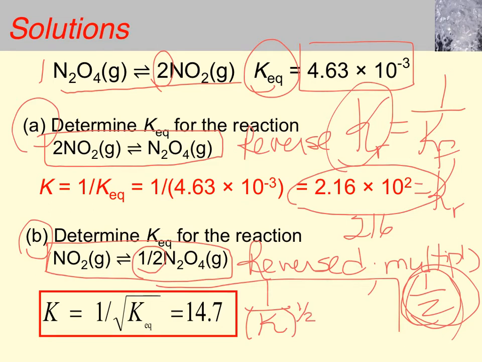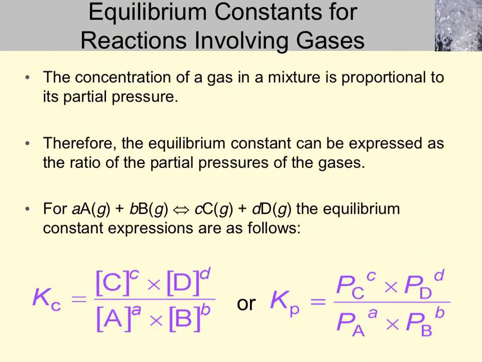So your answer is, let's plug in the value. The original K is 4.63 times 10 to the minus 3, raised to the 1/2 power. And of course, anything raised to the 1/2 power means square root, right? So go ahead and plug that into your calculator and make sure that you're doing the order of operations correctly and that you get the K value of 14.7.